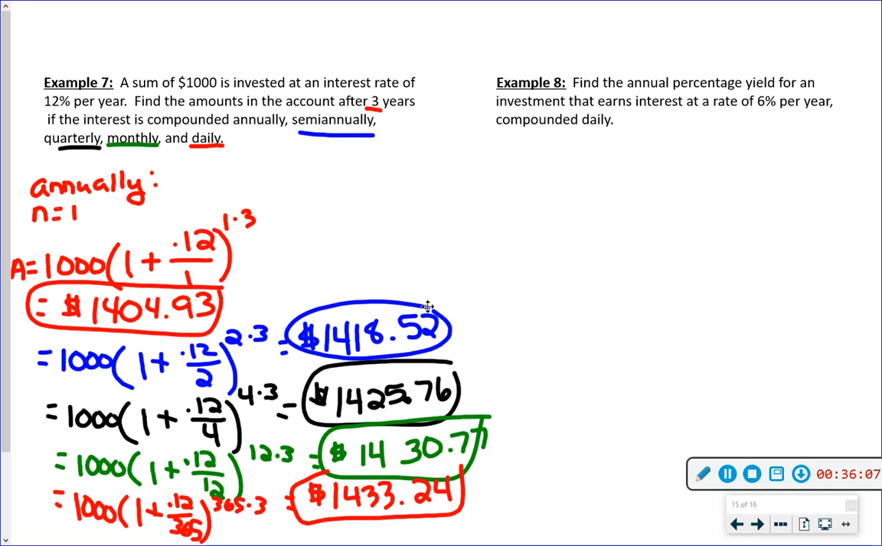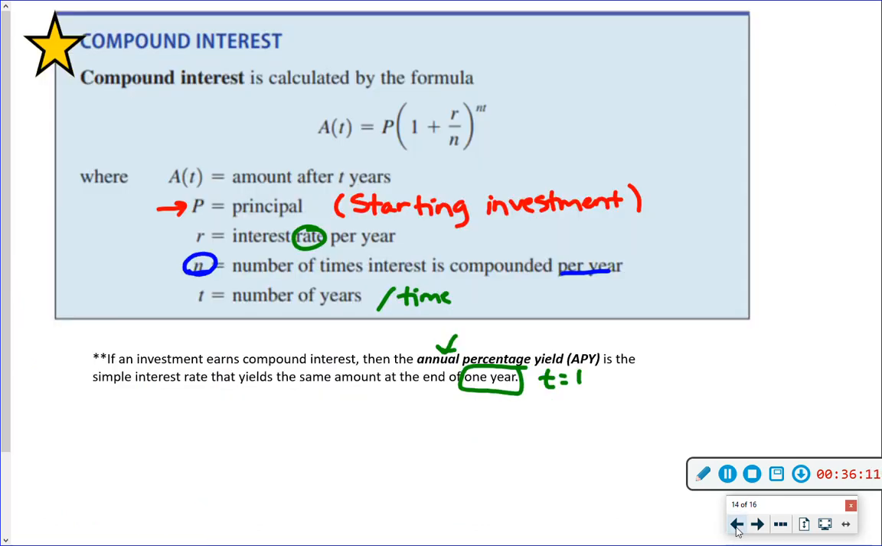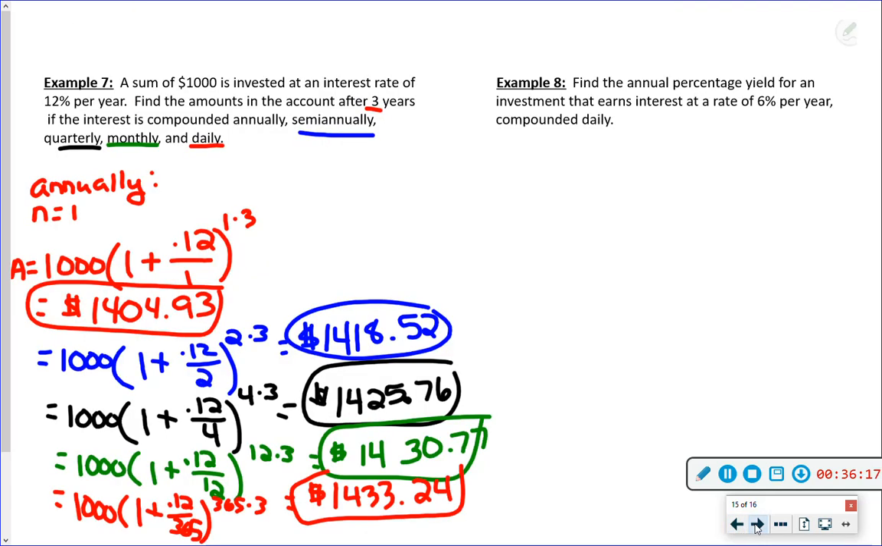All right, let's do this last one. Example 8. Find the annual, okay, so this is my spiel here. Annual percentage yield, annual time 1. Catch that, it doesn't clearly say it, but annual is your tip off here. Okay, find the annual percentage yield for an investment that earns interest at a rate of 6%, compounded daily. How many days in a year?